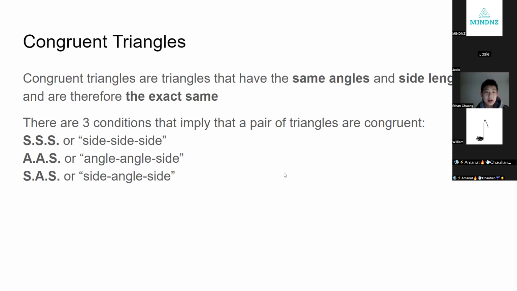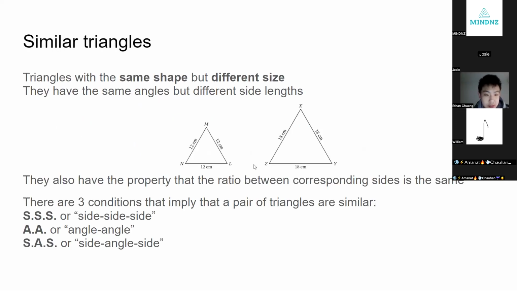And for similar triangles, they're triangles with the same shape but different size. The three conditions are side, side, side, where it's ratios this time, not the exact same sides; all three of the angles being the same; and side, angle, side again, but this time it's the ratios. I hope everyone remembers that. So we'll move on to doing more questions.